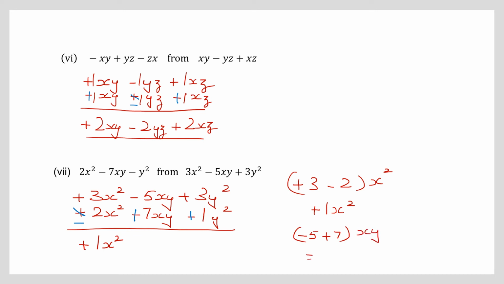Signs are different. Put the sign of the bigger number and subtract. 7 minus 5 is 2, plus 2xy. The next column, both the signs are the same, so we'll put the same sign and add. 3 plus 1 is 4, 4y square. So that is the answer.